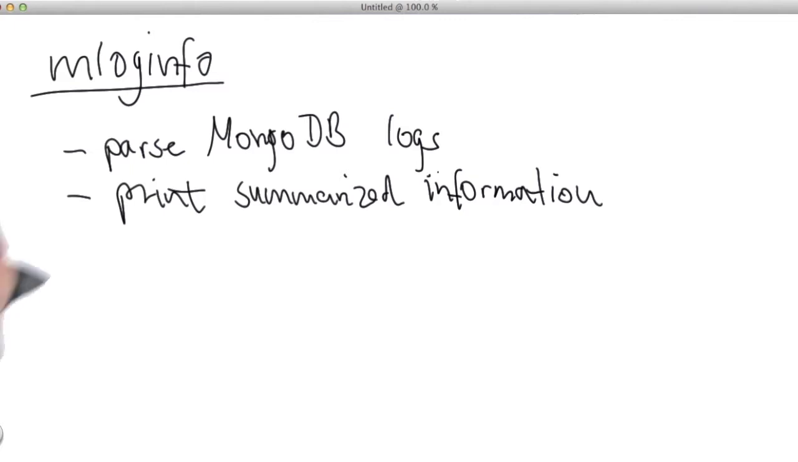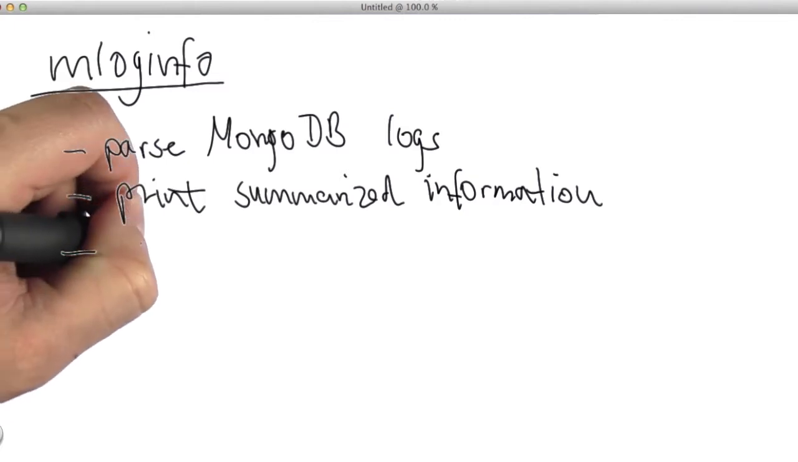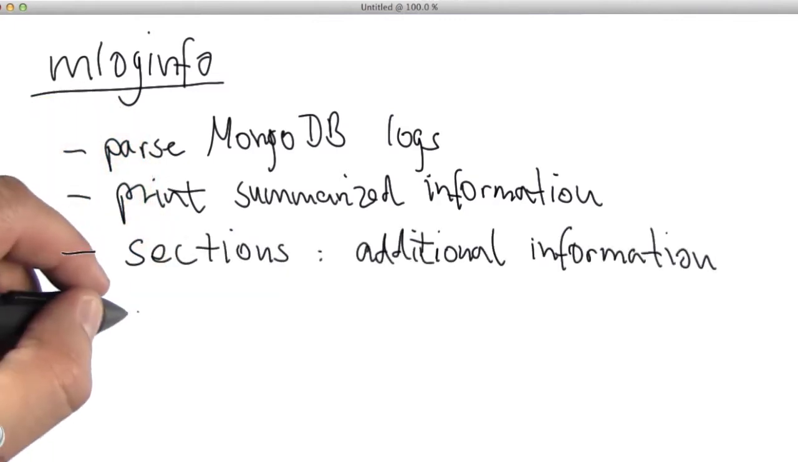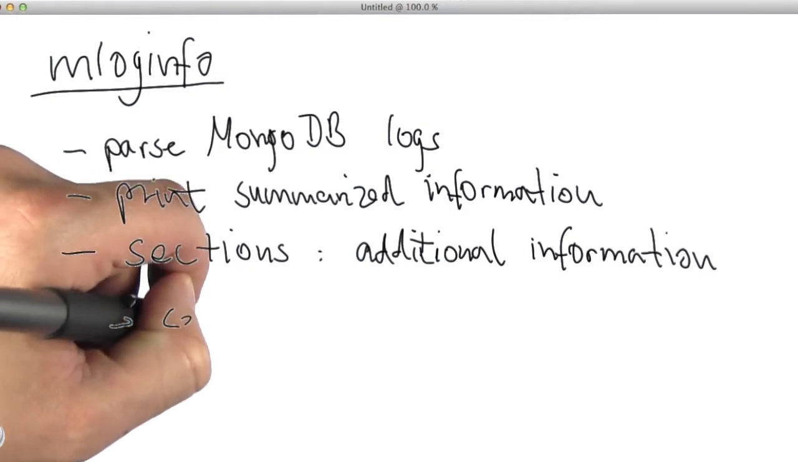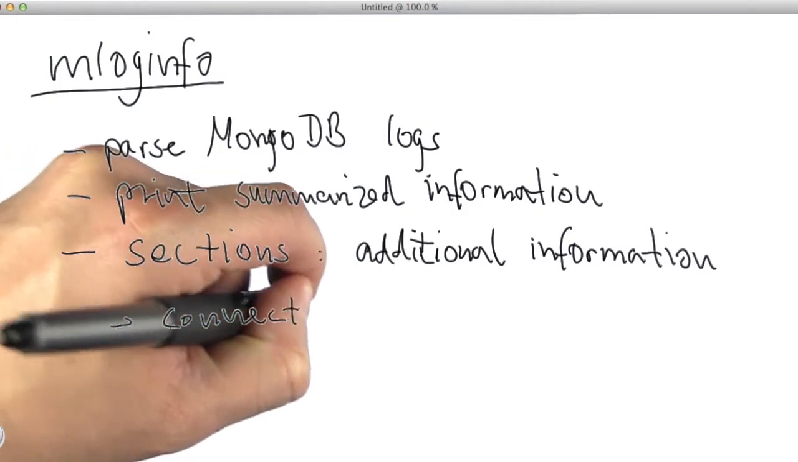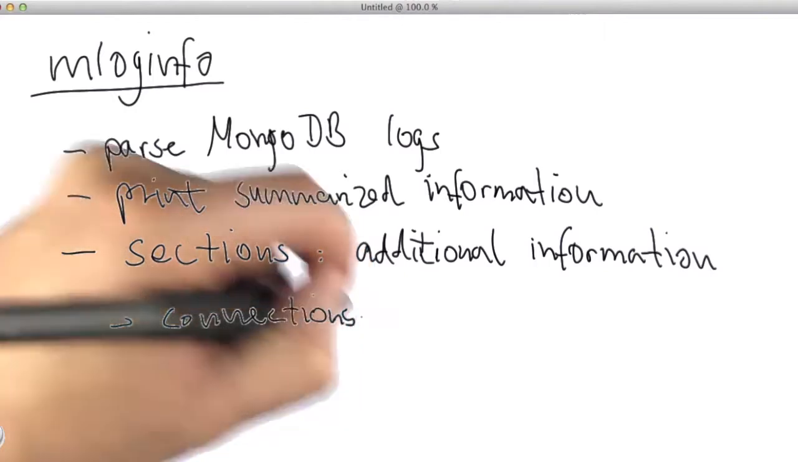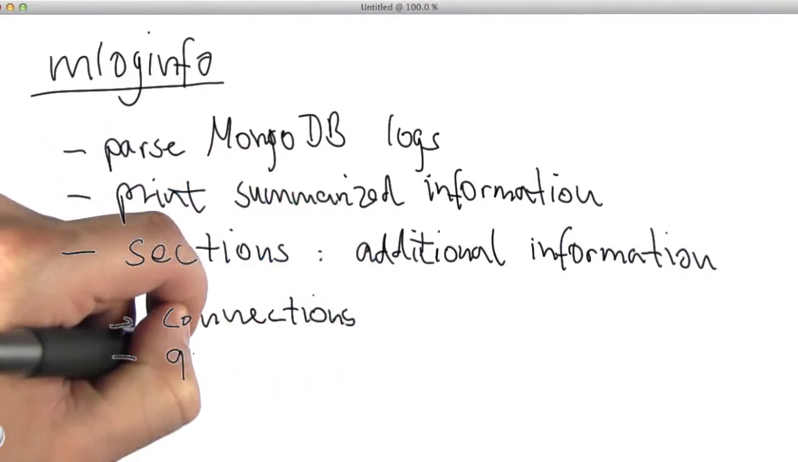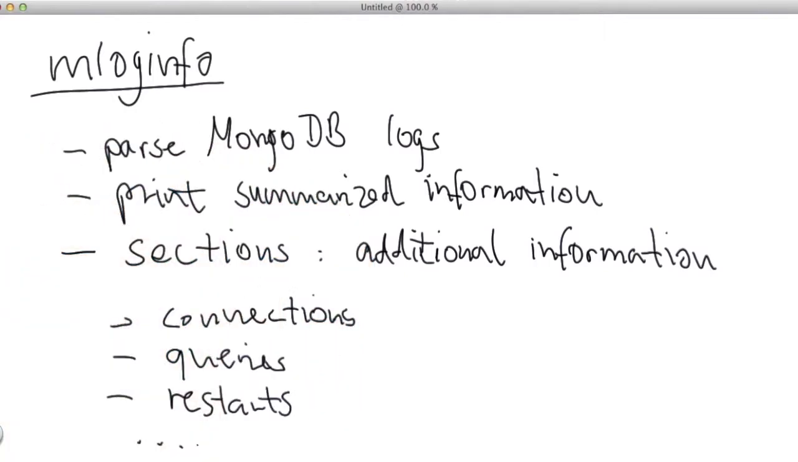mloginfo also has different sections which give additional information. If you're interested in opening and closing connections in the log file, then you might want to look at the connections section. There are also sections that analyze queries, restarts of the server, and so on.